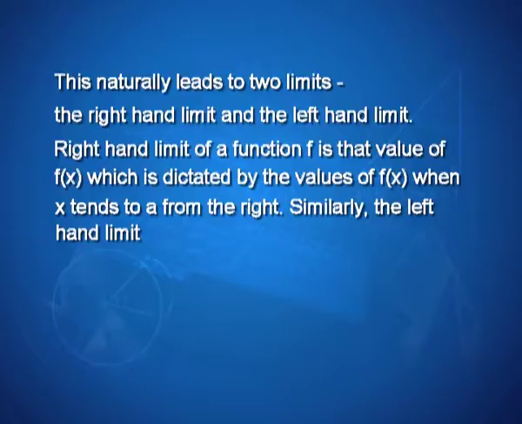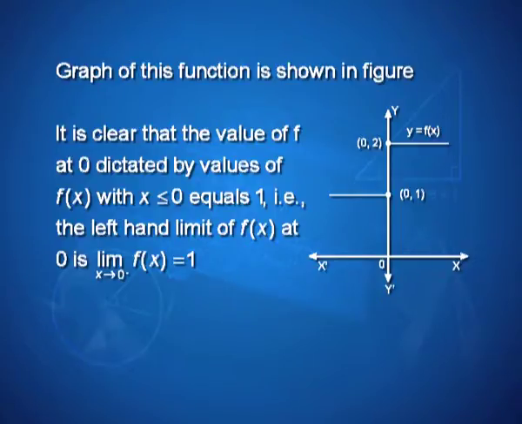Right hand limit of a function f is that value of f of x which is dictated by the values of f of x when x tends to a from the right. Similarly, the left hand limit. To illustrate this, let us take up one more example. Consider the function f of x is equal to 1 whenever x is less than or equal to 0 and f of x is equal to 2 whenever x is greater than 0. The graph of this function is shown in the figure.